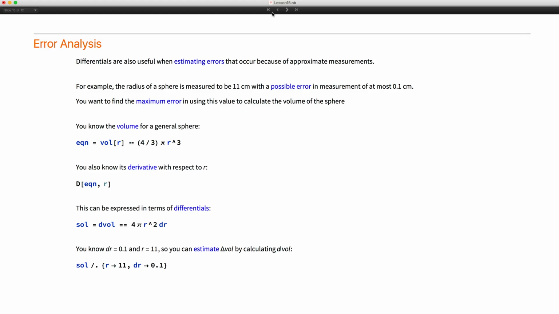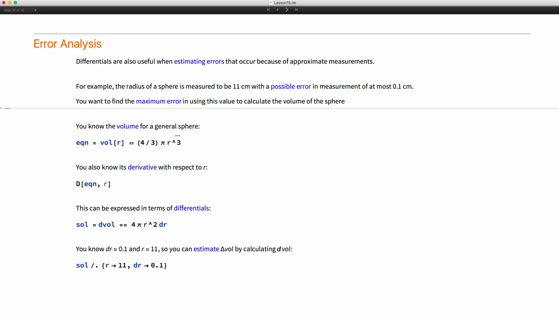Okay, so one important place where they are useful is when you want to estimate errors. So, for example, suppose that the radius of a sphere is 11 centimeters, and you know that the error in measurement is about 0.1 centimeters. What you want to do is to find the maximum error when you calculate the volume of the sphere.